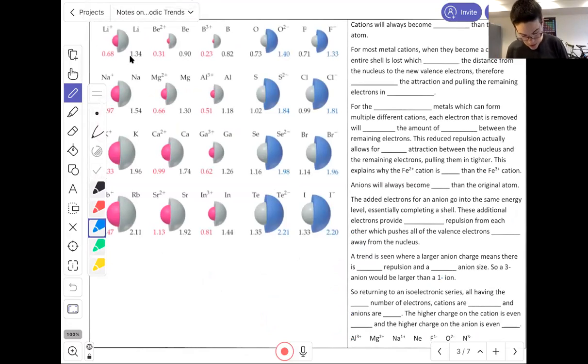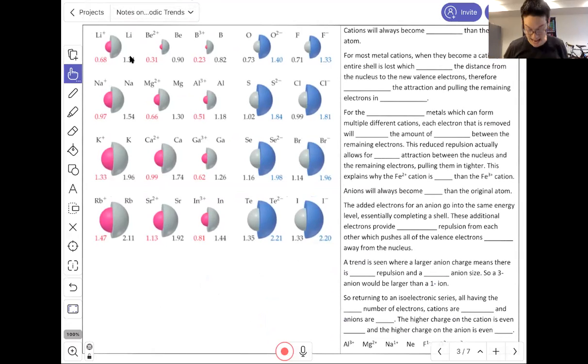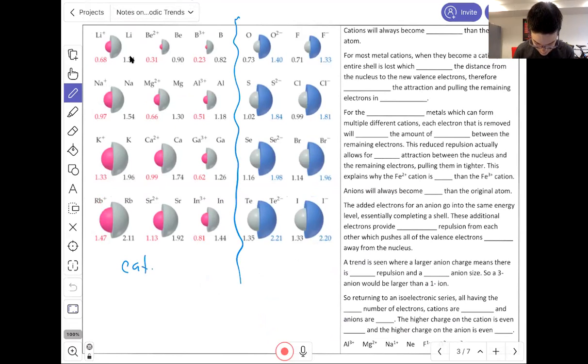Okay. So, this last set of notes. This little image here shows a comparison of what happens between the atom and the ion for each of these things. So, we'll look first at the cations. These are the cations over here, and these are the anions over here. You can see that for all of them, my cation got smaller. When I became an ion, I got smaller, all of them.